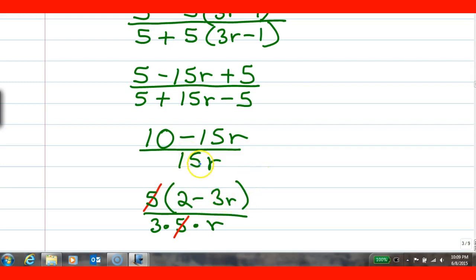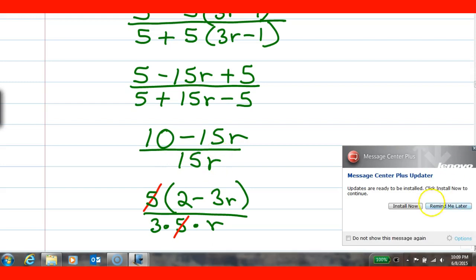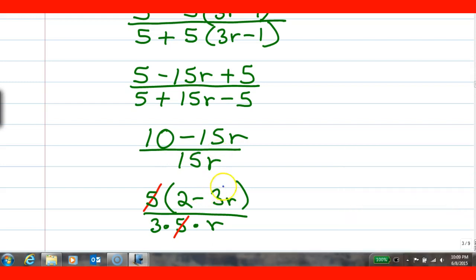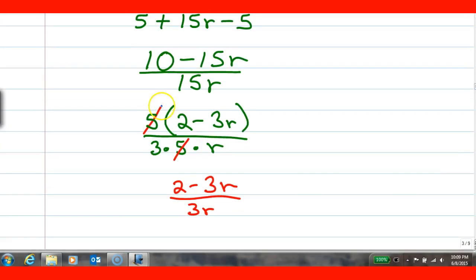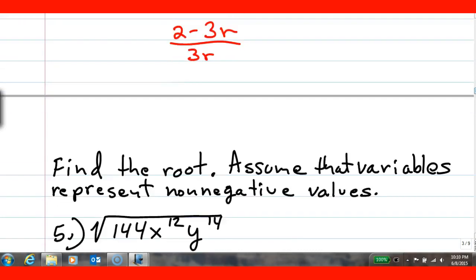On the bottom, I'm going to break this 15r down so that I have a 3 times a 5 times an r. Now I can simplify by looking and eliminating values from the numerator and the denominator's position. So I have a 5 in the top and a 5 in the bottom, so I'm going to cross those out. And I'm now left with a 2 minus 3r in the top and a 3 times r in the bottom. Now it's as simplified as it's going to be.